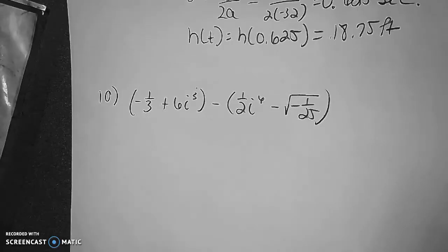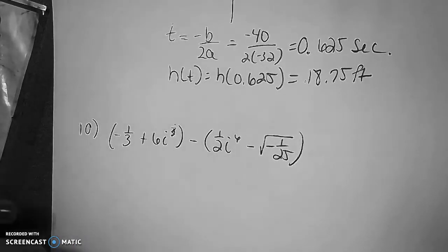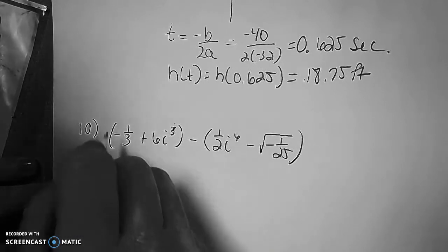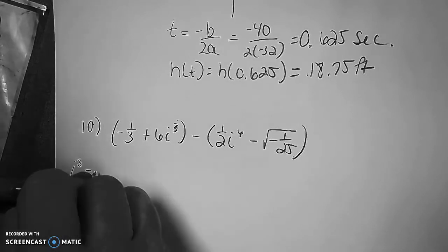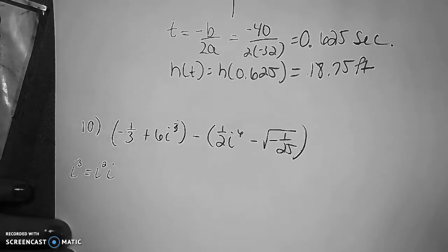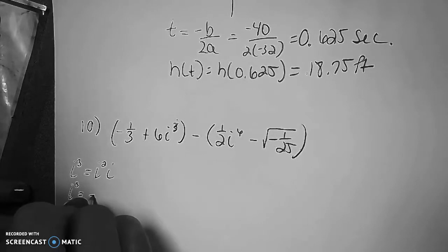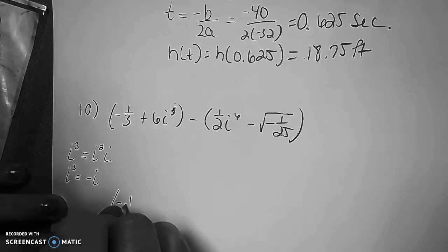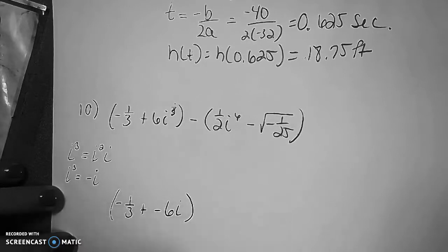I'm going to take a look at number 10, and I believe on number 10, you just made this problem probably a lot harder than it actually is. So I'm first going to start by just simplifying things. And so I see I have an i cubed, which I know is i squared times i. i squared is negative 1, so this is actually negative i. Which means I'm going to have 1/3 plus negative 6i.